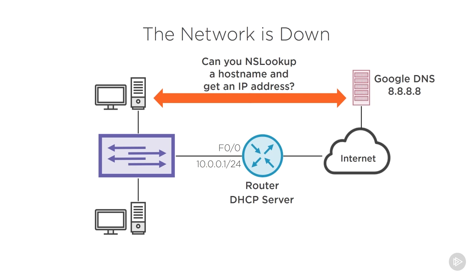So we're going to check the link light. We're going to check the IP address. We're going to check to see if we can ping our gateway. We're going to check to see if we can ping the internet. We're going to check to see if we have a DNS server configured, if we can reach the DNS server, and if we can do an NS lookup against the DNS server. This is the basic troubleshooting method we use when a user complains that the network is down.